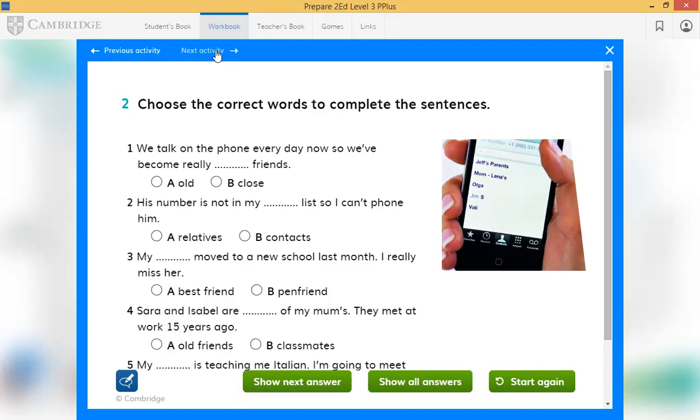Yo digo que sería la de close, ¿no? Close friends. I like it too. Let me see. But yes, that one is the correct one, number 1. Close friends.